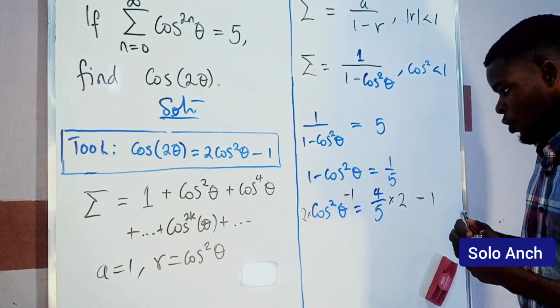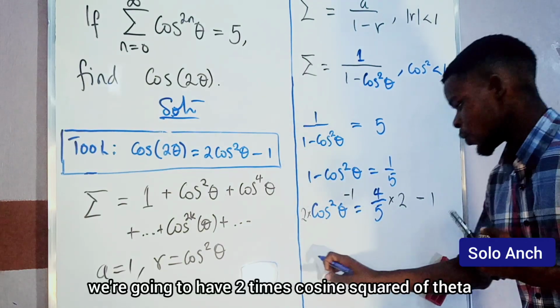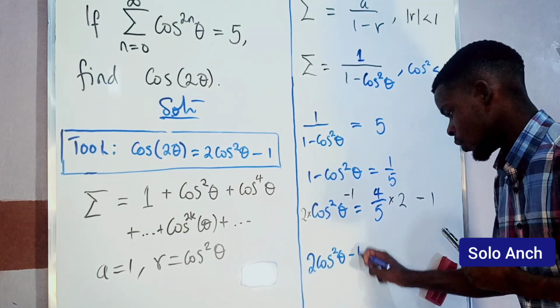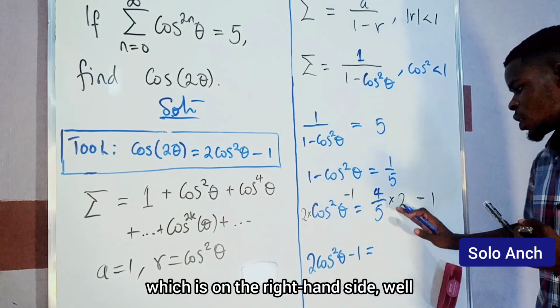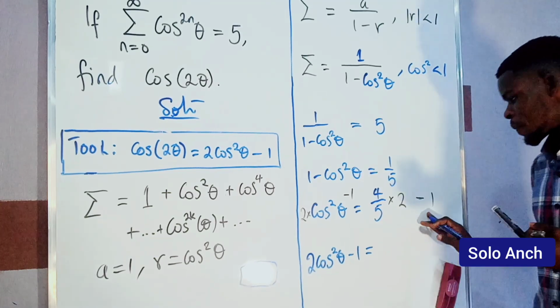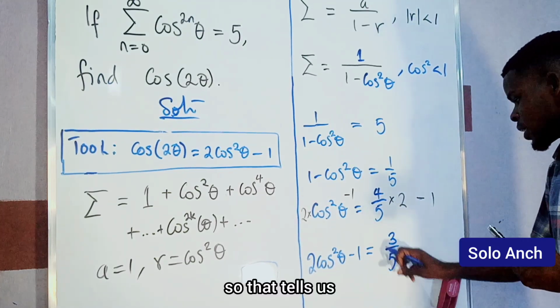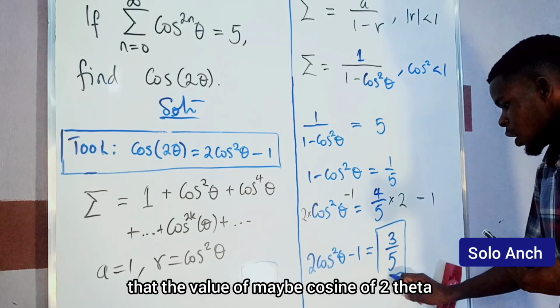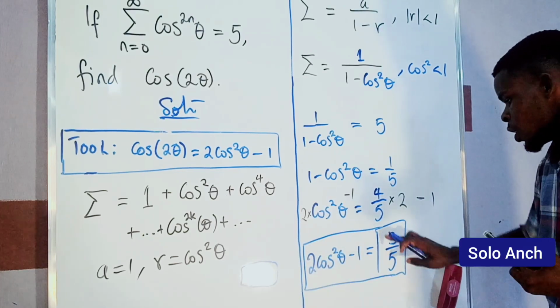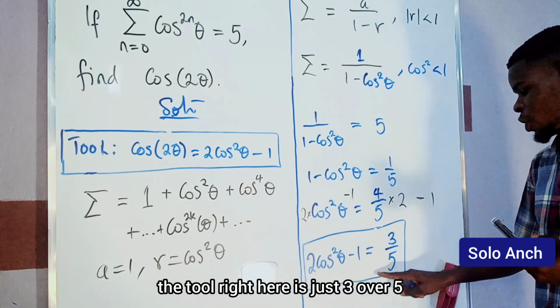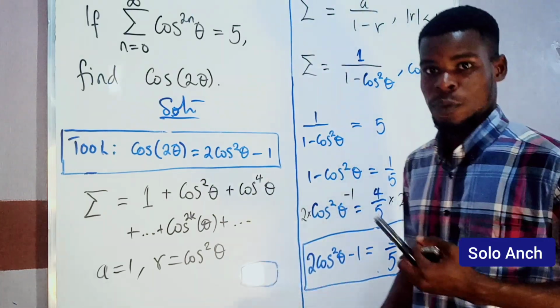Good. You notice that on the left hand side we're going to have 2 times cosine square of theta minus 1, which on the right hand side is 8 over 5 minus 1. That is just 3 over 5. So that tells us that the value of cosine of 2 theta, which we can again rewrite as this from the double angle formula right here, is just 3 over 5. And that's exactly what we wanted.